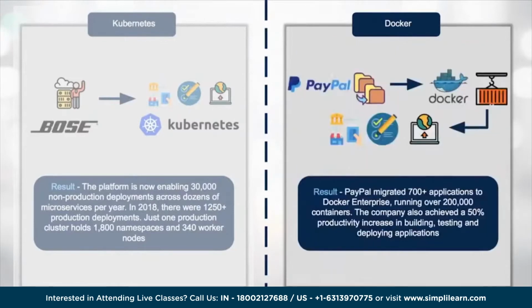The net result is that PayPal was able to migrate over 700 applications into Docker Enterprise, which consists of over 200,000 containers. This ultimately opened up a 50% increase in availability, adding additional time for building, testing, and deploying of applications. Just a huge win for PayPal.